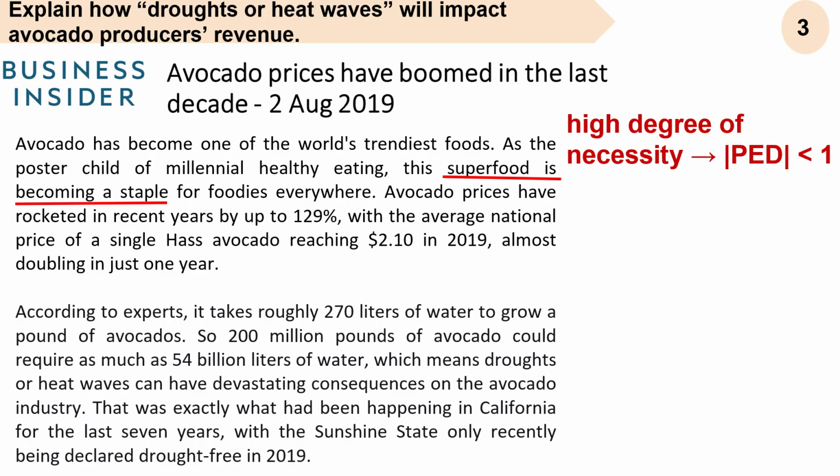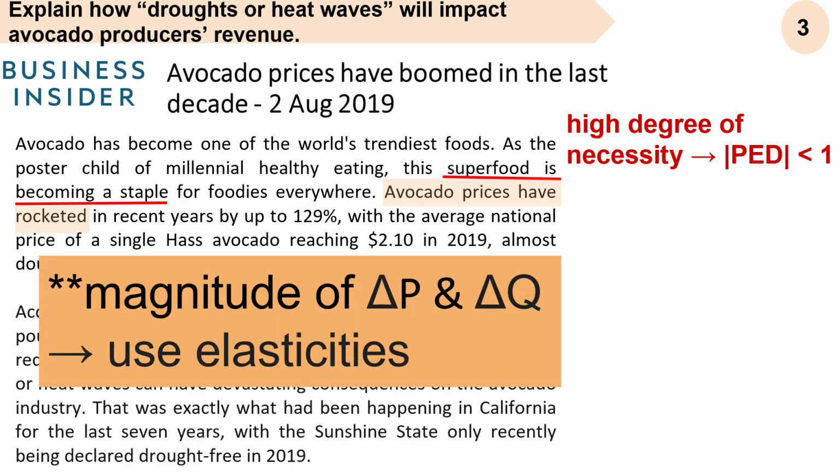And then the next thing, avocado prices have skyrocketed. So when I see words like rocketed, or words like has increased sharply, or has risen largely, there's a huge increase in price. So what is this trying to hint to you? This is trying to hint to you about the magnitudes of the change in price and quantity. Basically, they're trying to tell you that you need to use elasticity in this type of questions.